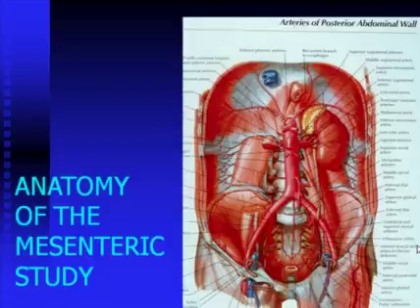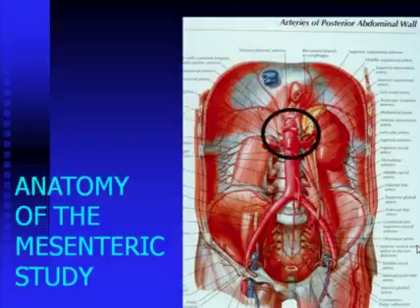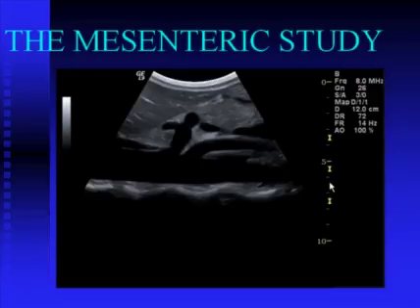Let's look briefly at the anatomy of the mesenteric study and the vessels we're interested in. Primary interest are the celiac trunk, just below the diaphragm, and the superior mesenteric artery just below that. Of secondary importance is the inferior mesenteric artery, which comes off slightly anterior and lateral to the left, just above the aortic bifurcation. So that is a more minor player in the scheme of chronic mesenteric ischemia.